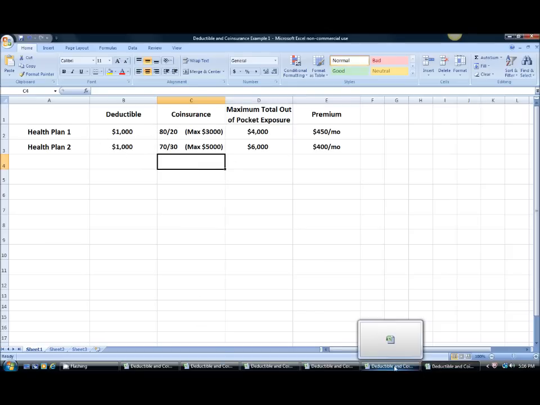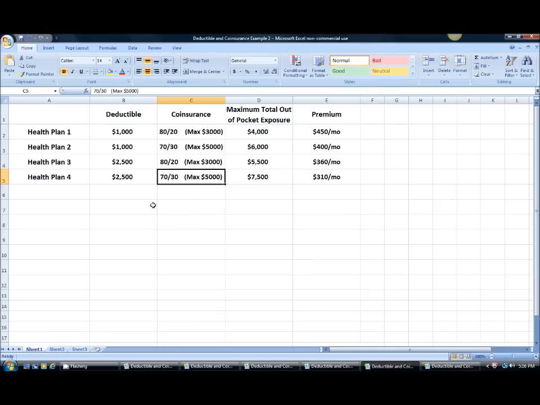Now I want to move on and expand this a little bit. I'm adding in here Health Plan 3, Health Plan 4. The only thing that changed here is our deductible went up to $2,500. I just wanted to illustrate going up a little bit in your deductible. These are the same. Your maximum total out-of-pocket exposure, which is the coinsurance plus the deductible, is obviously higher here than here. But here's what happens to your premium. Obviously, you're taking on more of the responsibility, more out-of-pocket exposure, so now your premiums are lower. Just want to point that out.